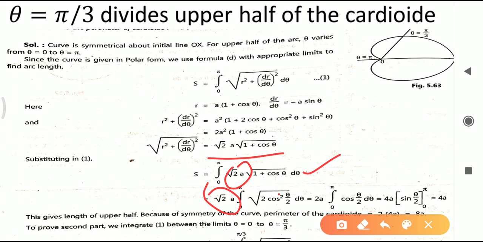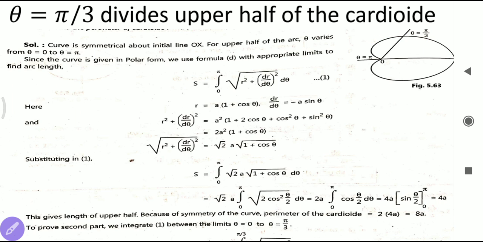Now the integration of cos of theta by 2 will be what? It will be sine of theta by 2 upon half. So that 2, when you take it in the numerator, it will become 4. So it will be 4a sine of theta by 2 from 0 to pi. When you put the upper limit, it will be 1, and when you put the lower limit, it will be 0. Therefore the total length is 4a. So remember that the length of this part is 4a.